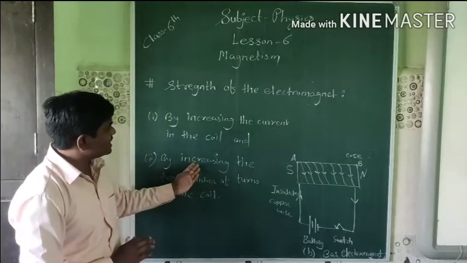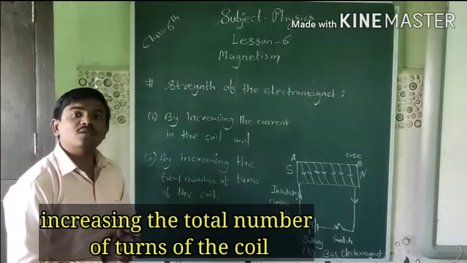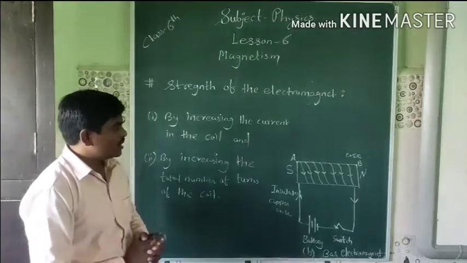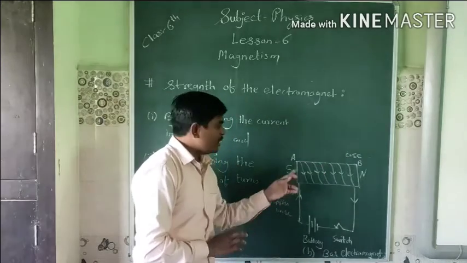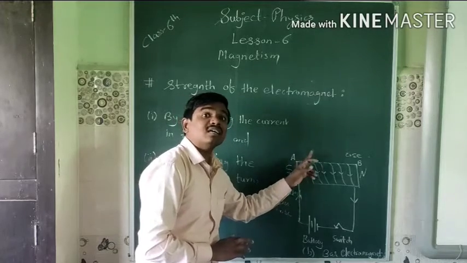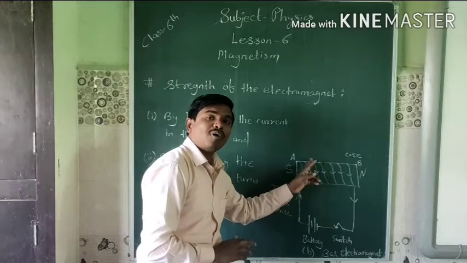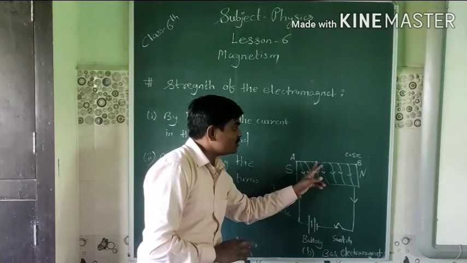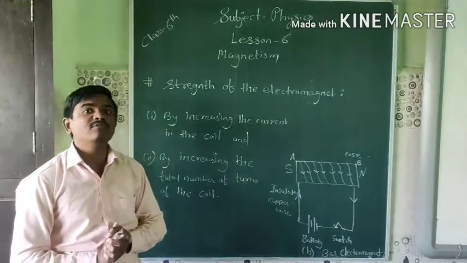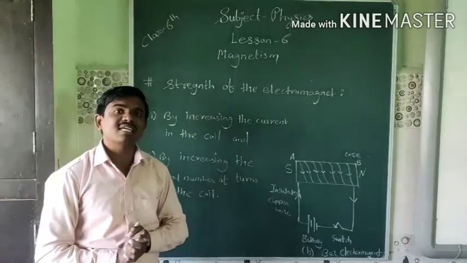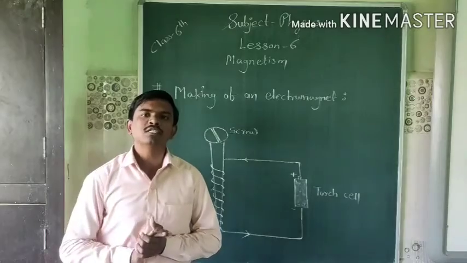Second, by increasing the total number of turns of the coil. Students, here on this core, if you increase more turns of this copper wire, more turns will be there, so it will increase the strength of the electromagnet.